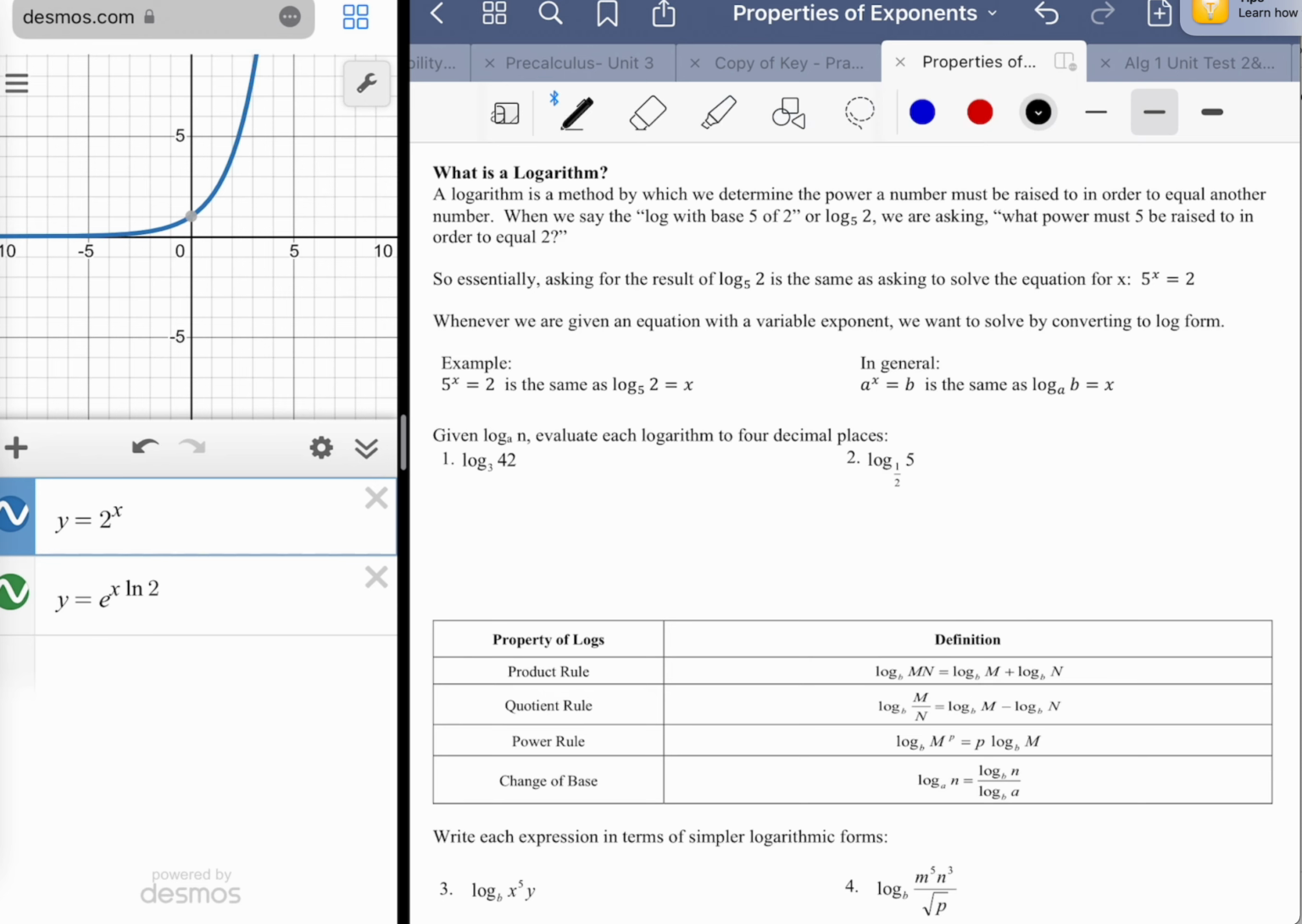You're gonna solve a log equation. Why? Because they told you to. We're gonna find the derivative of a log equation. Why? I already said it.